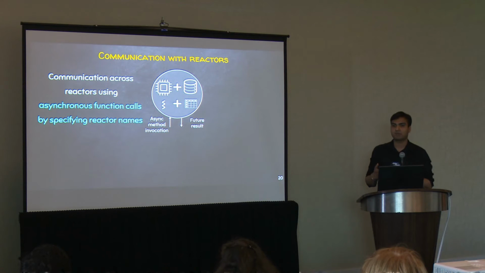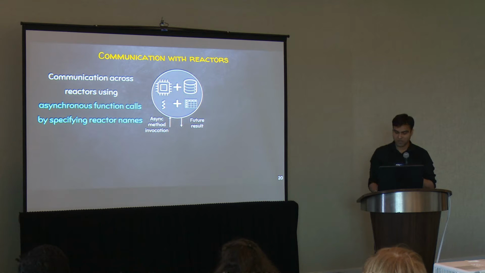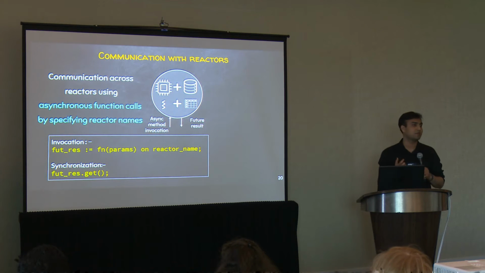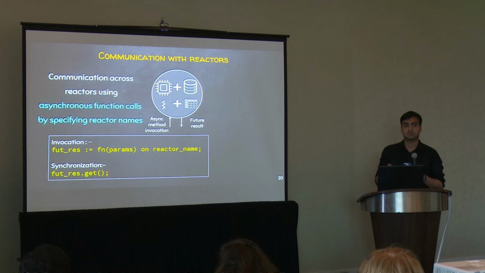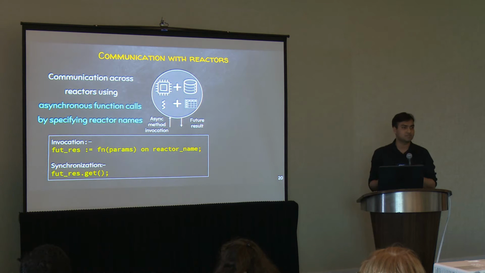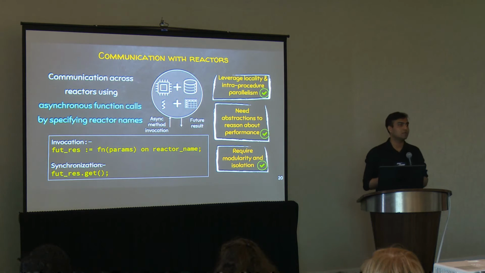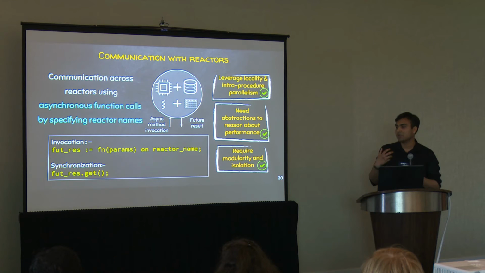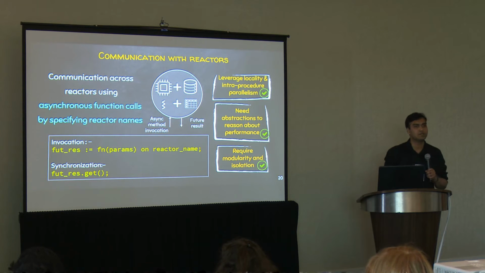In order to communicate with reactor instances, the messaging construct is an asynchronous function call. To specify an asynchronous function call, you have to specify the name of the function, the parameters of that function, and the name of the reactor instance where that function is to be invoked. The result here is a future that you can synchronize upon to wait for the function call to finish and to get the value of the result. This construct of an asynchronous function call not only provides modularity and isolation, but it also allows you to leverage intertransaction parallelism and locality in your application logic, and it allows you to reason about the performance of your program in terms of the asynchronicity that has been leveraged in your code.